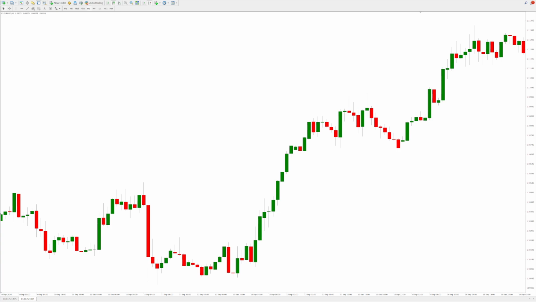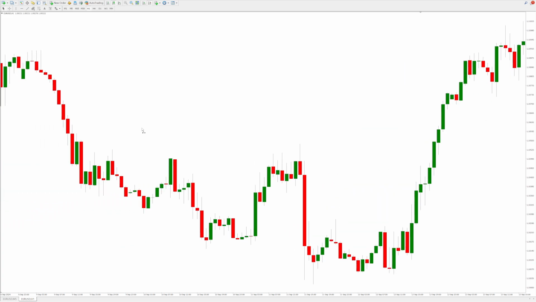Hi traders, in this video we're going to be taking a look at the double bottom candlestick pattern. This is a reversal pattern that you're going to look for in a downtrend and is going to signal potential for entering on the upcoming uptrend.